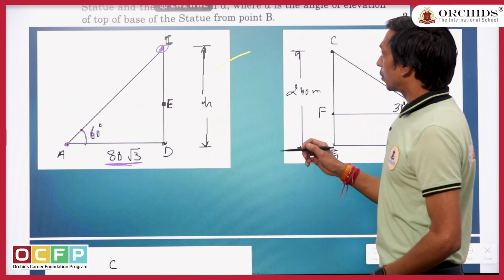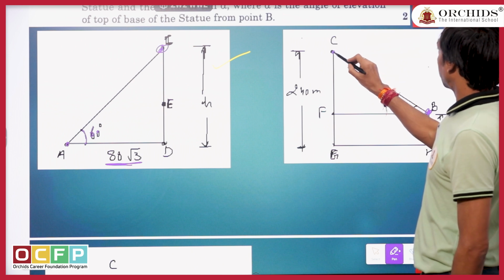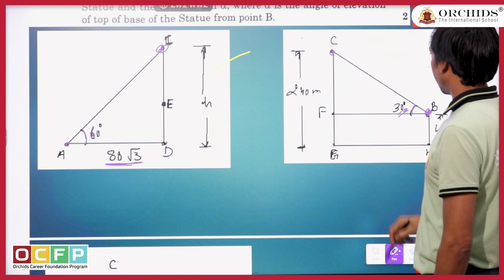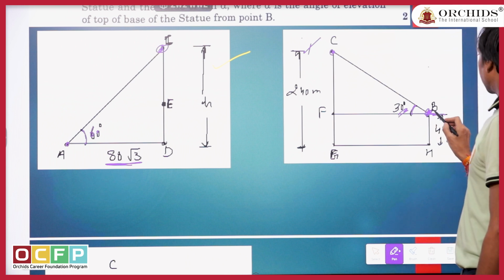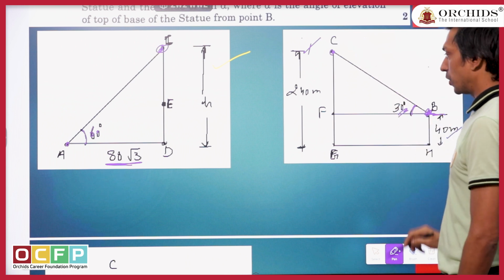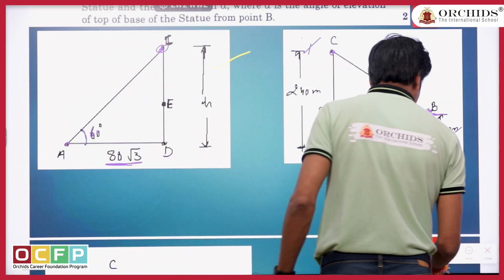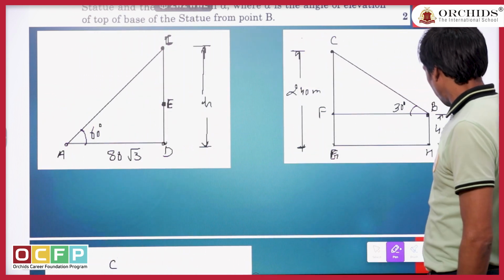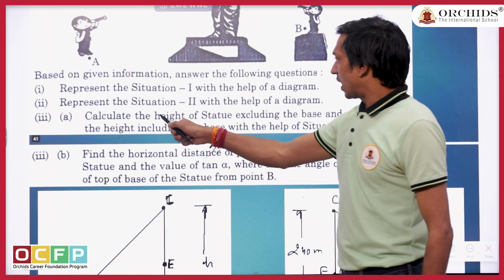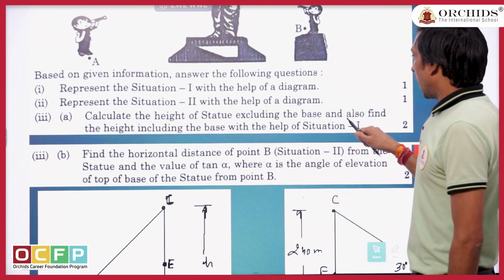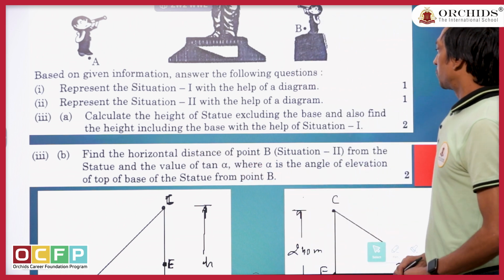Now the second question is to draw the figure based upon situation 2. In situation 2, we are seeing the top of the statue from this point at an angle of 30 degree, and the height of the statue is 240, and point B, from where you are seeing the statue, is 40 meter above the ground. This is how we have drawn the figures as per statements 1 and 2. Now the third part of the problem is to calculate the height of the statue excluding the base, and also the height including the base, with the help of situation number 1.